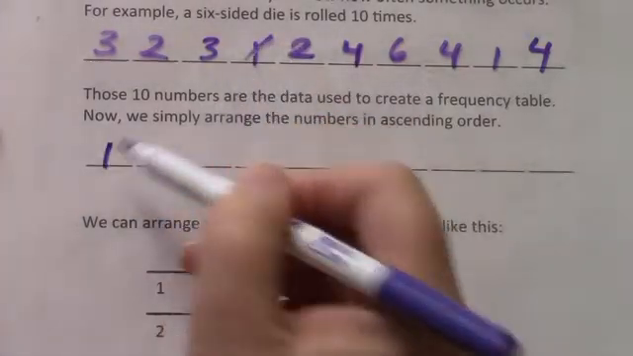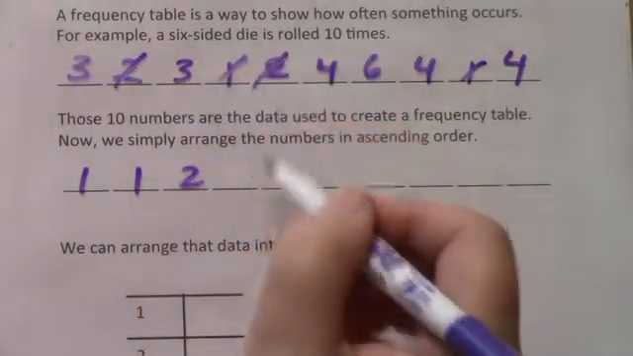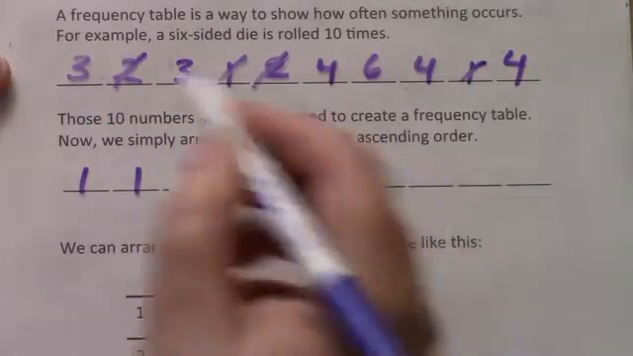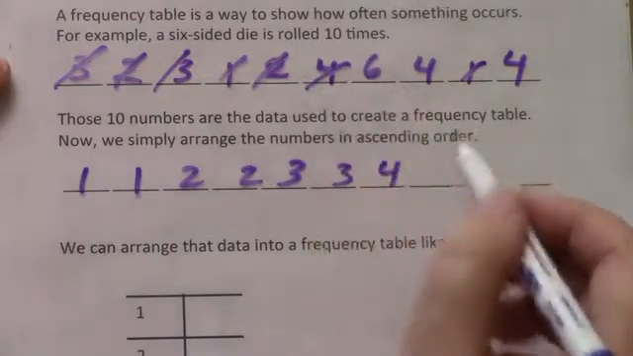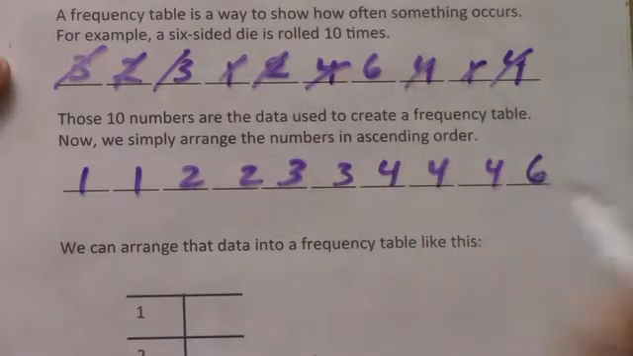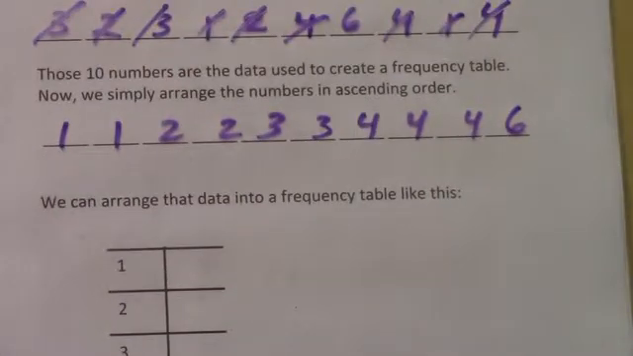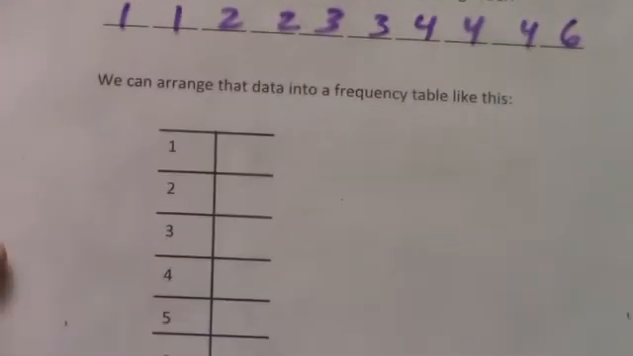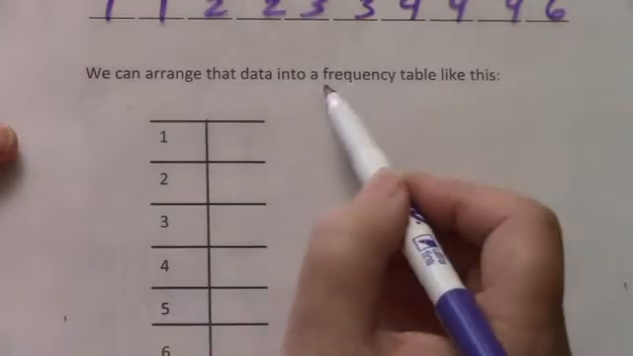So 1, 1, 2, 2, 3, 3, 4, 4, 4, and a 6. Okay, well, we collected our data, we arranged it, but now let's put it in a table. This is where it's really a frequency table.